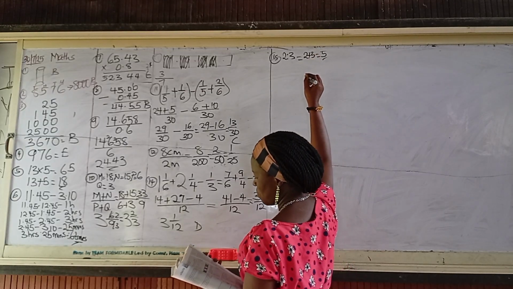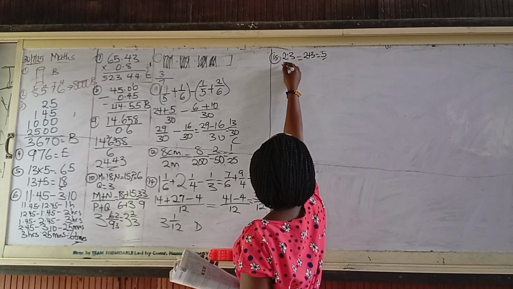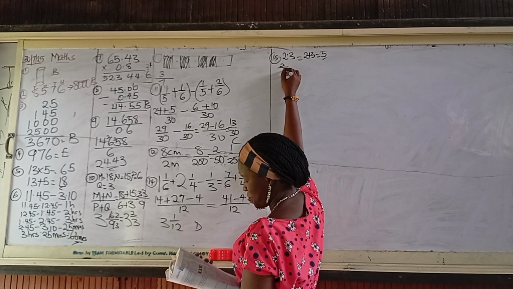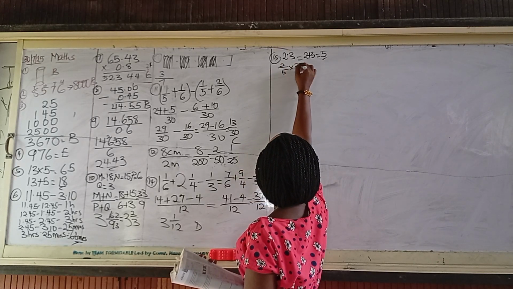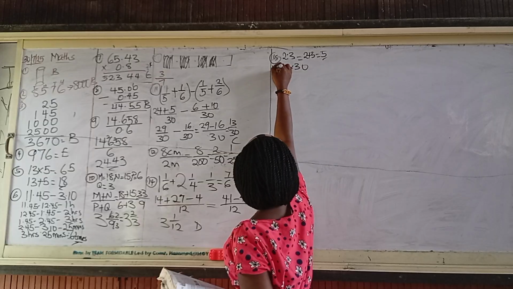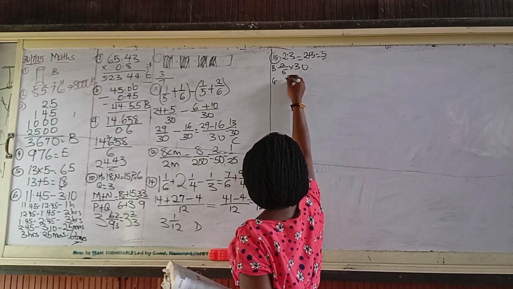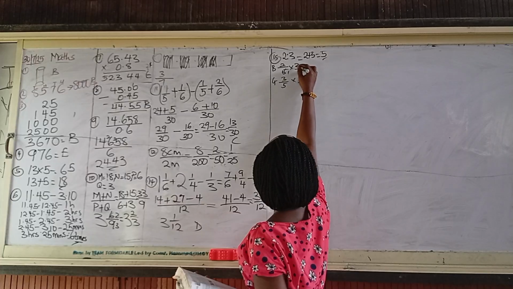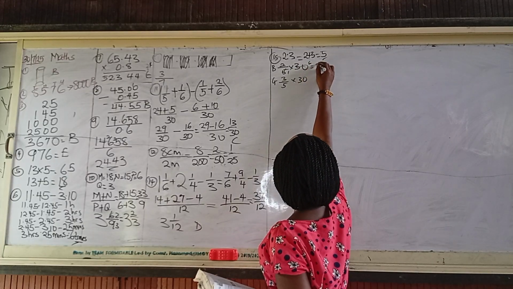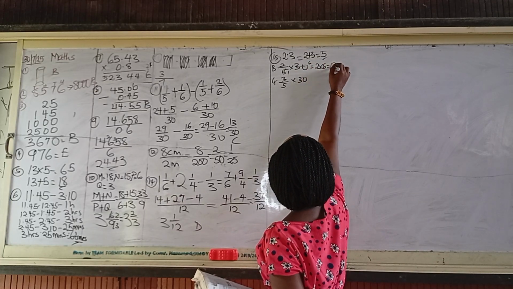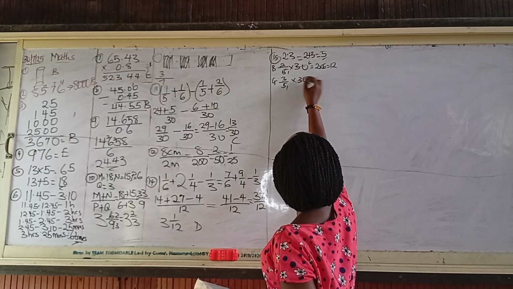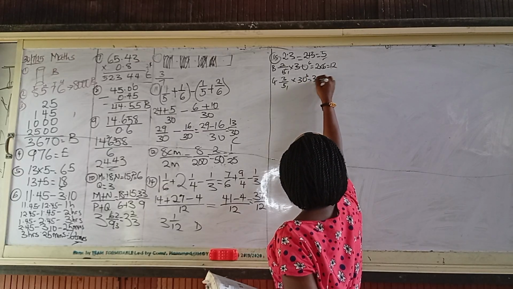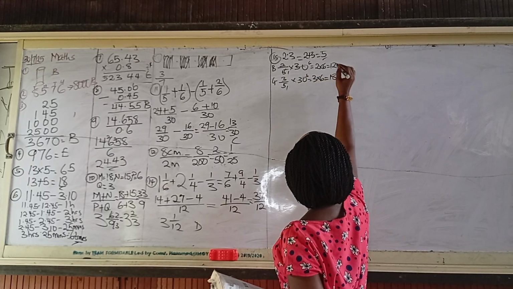So the boys will be what? 2/5 times 30. That is for the boys. The girls will be 3/5 times 30. 5 here 1, 5 here 6. That is 2 times 6, which is equal to 12. 5 here 1, 5 here 6. 3 times 6, which is equal to 18.